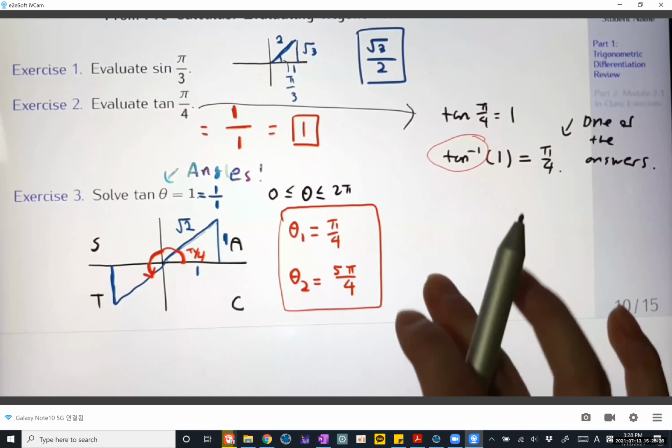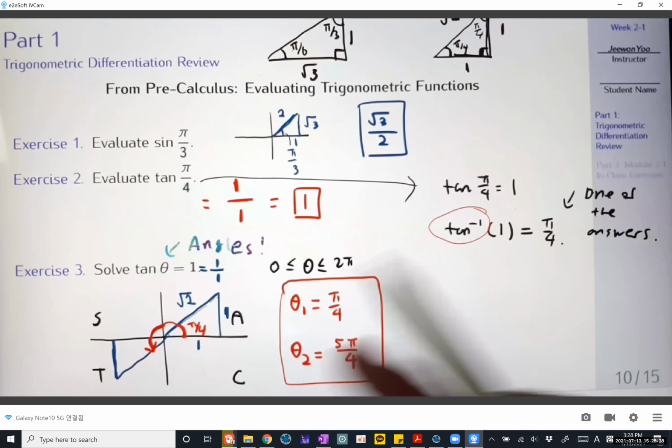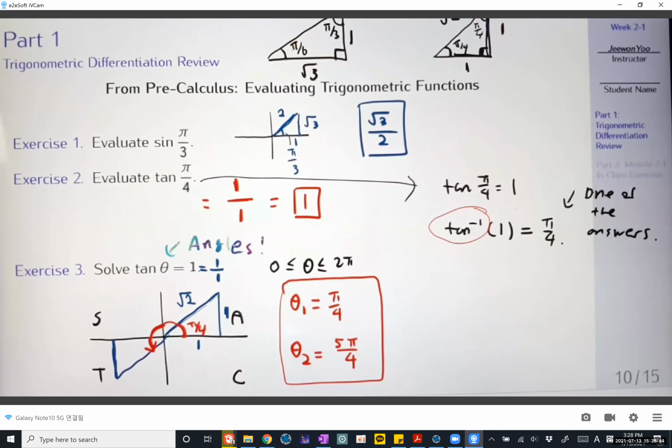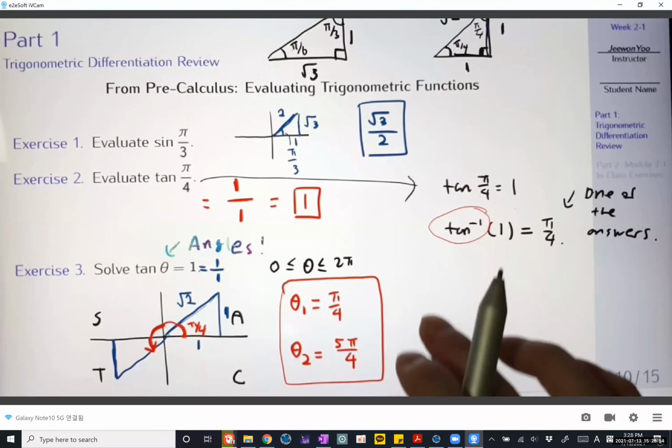This is the end of some of the trigonometric functions review. I hope that it helped a little bit. From time to time, I'll do more reviews on trigonometric functions, especially when we do the integrals. Okay, integrals. Okay.